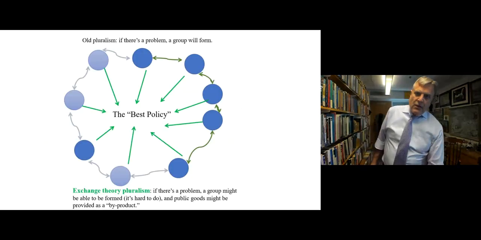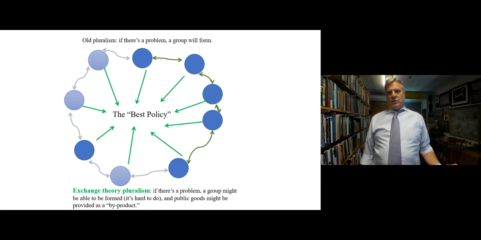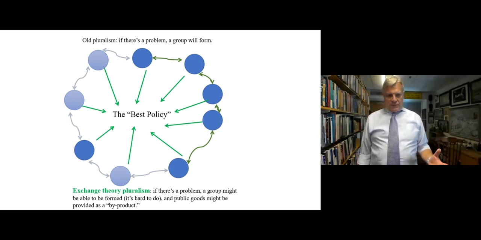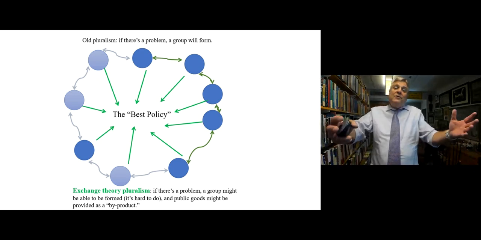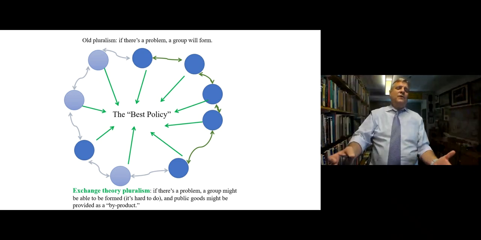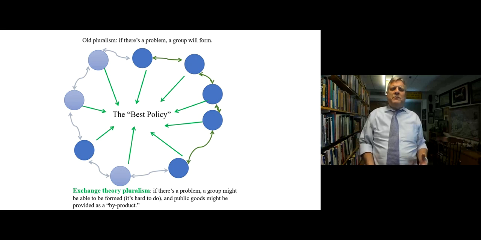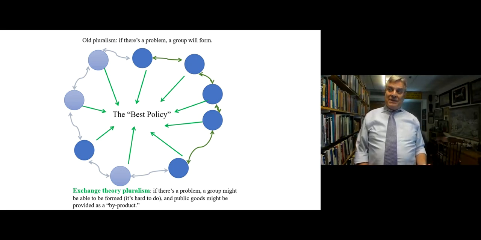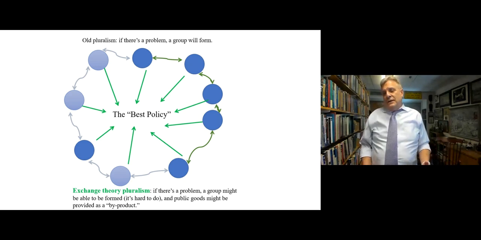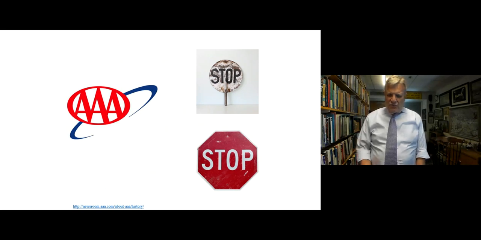So, old pluralism was, if there's a problem, the group is going to form. What was proposed after Mancur Olson, and we still largely agree with, is something called exchange theory pluralism. If there's a problem, a group just might be able to form, but it's hard to do when public goods might only be provided as a byproduct. In other words, you join a group to get something, and sometimes maybe they're going to give a broader public good. Where do these groups come from?